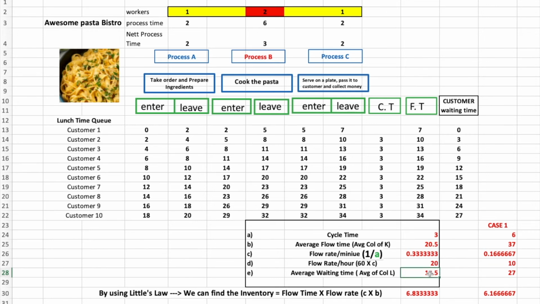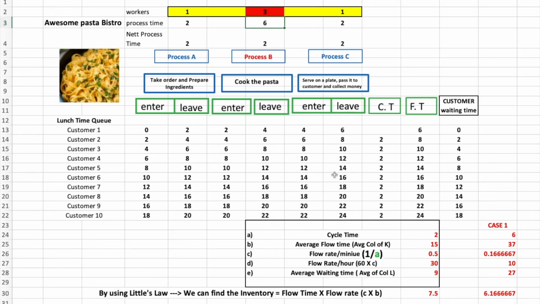Is this an ideal situation? If you ask me, I wouldn't say this is the ideal situation, because for lunchtime, if you look at customer number 10, if he has to wait for 37 minutes, that's quite a lot of waiting. There is some improvement you still can make. What if we balance the process steps? We try and balance all three process steps by adding one more resource here.